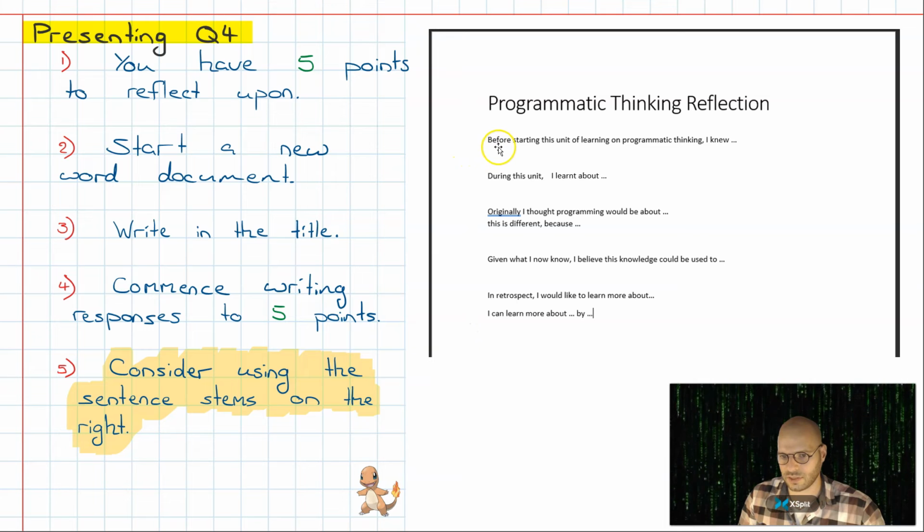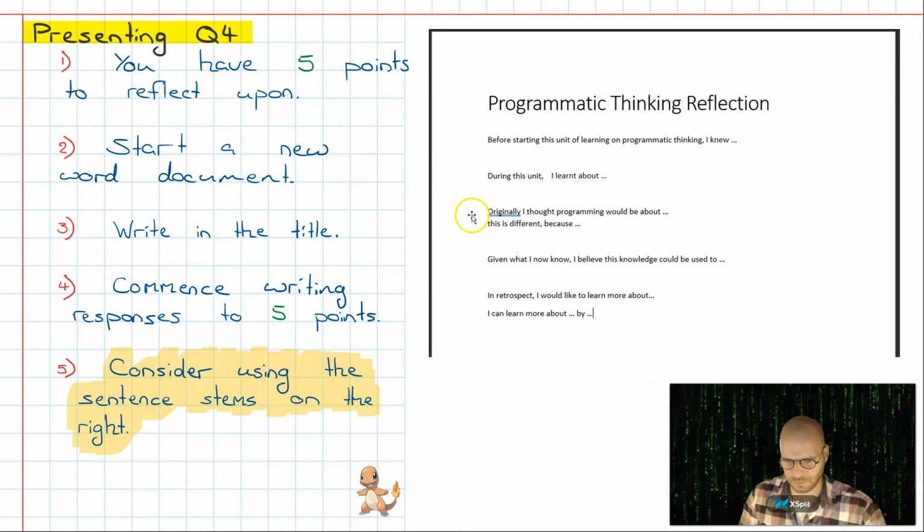To begin, you could say, before starting this unit of learning on programmatic thinking, I knew. Then you simply state what you knew about the topic. For the next one you can say, during this unit I learned about. So all you need to say after this is list all of the things you learned about during this unit of learning. So you learned about flowcharts, you learned about navigating mazes. If you think it's silly, then it's probably not. Put it in there.